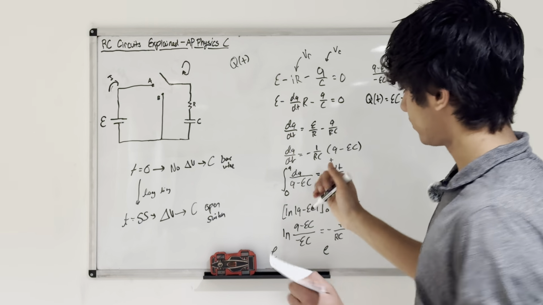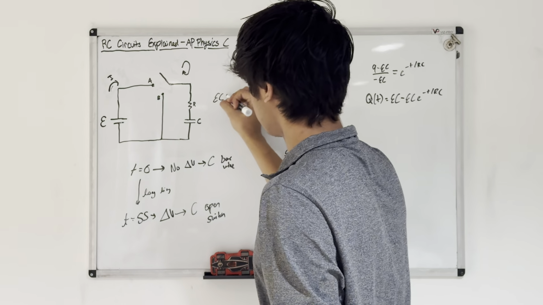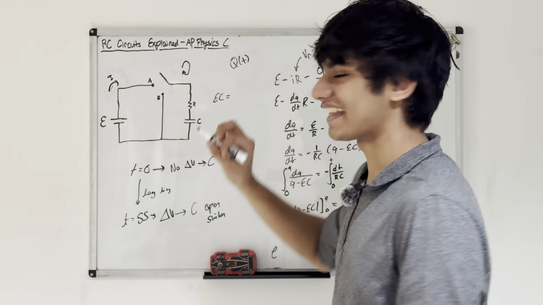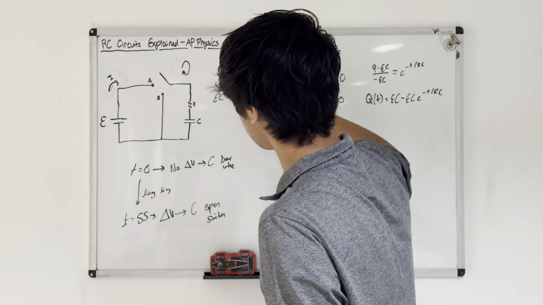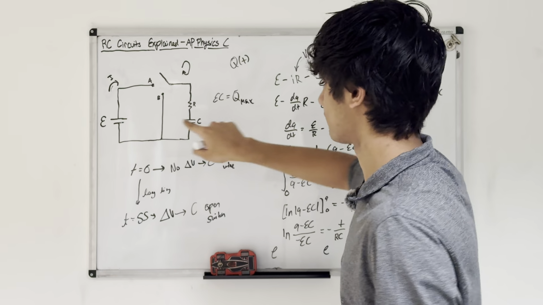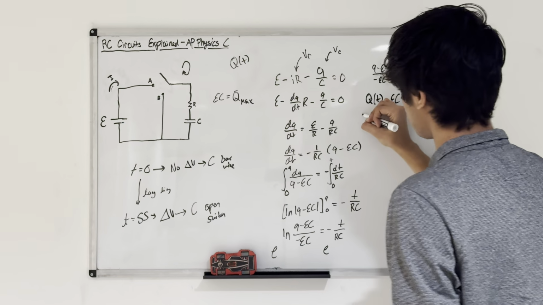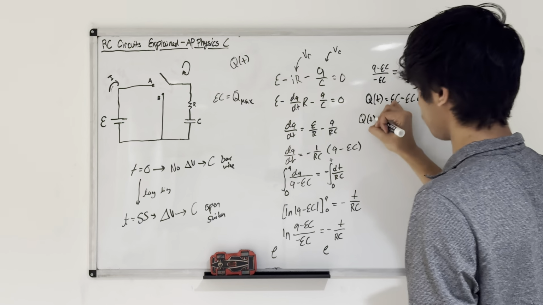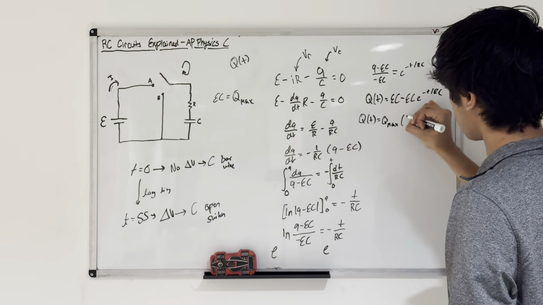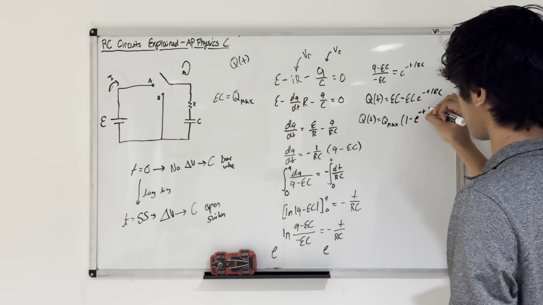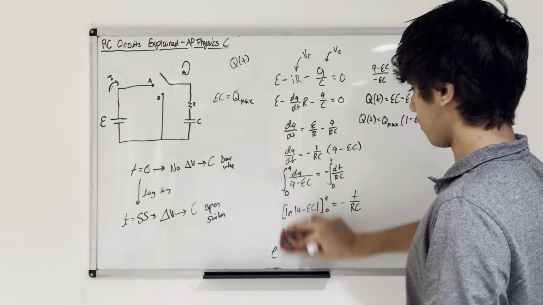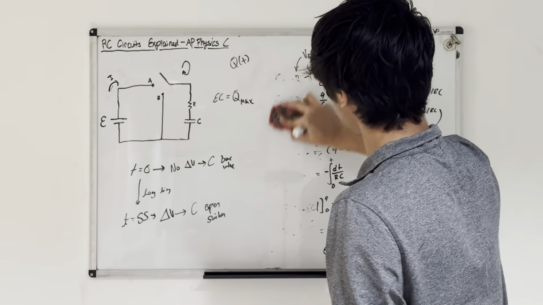And if you think about it, what does this EC mean? This EC value, that's going to be voltage times capacitance. That's going to be our total max Q, because our max Q on this capacitor is going to be the voltage we supply times capacitance. All I'm doing is factoring out the EC. So q of t is equal to Q max times 1 minus e to the power of negative t divided by RC. And this is our formula for the charge on the capacitor as a function of time.